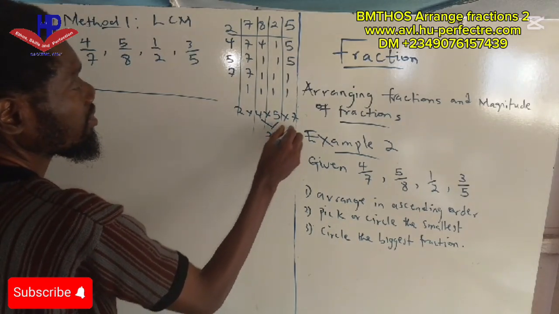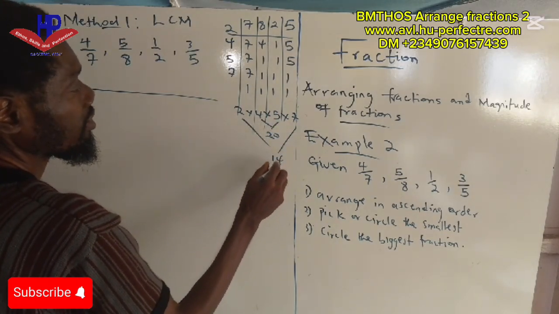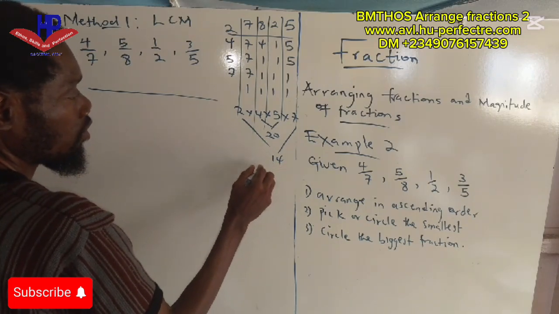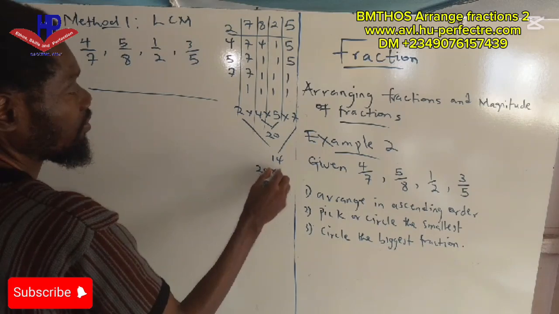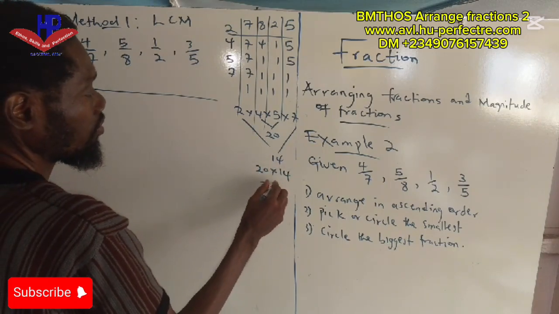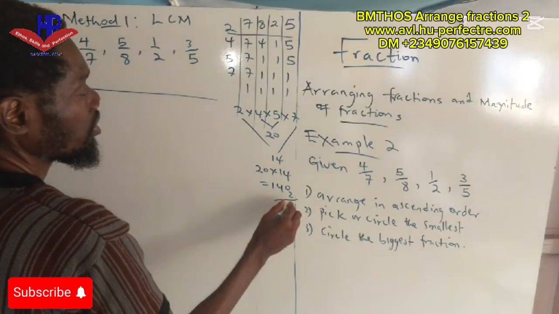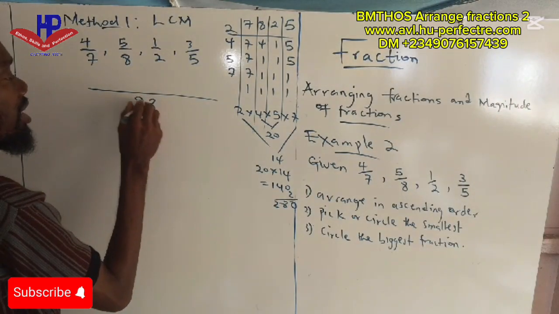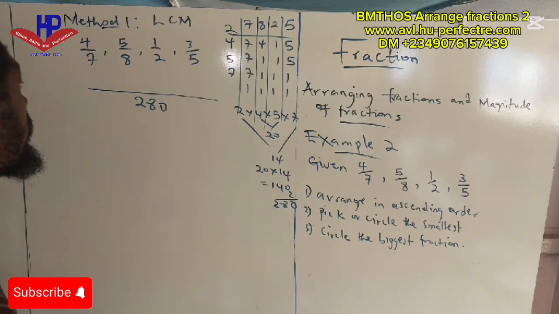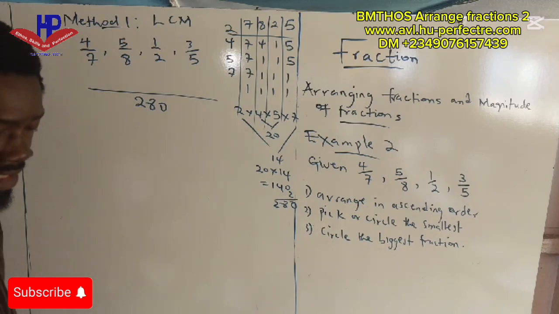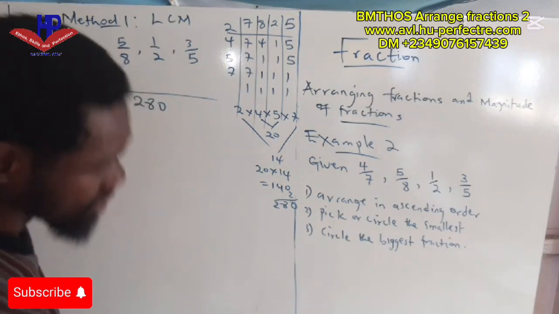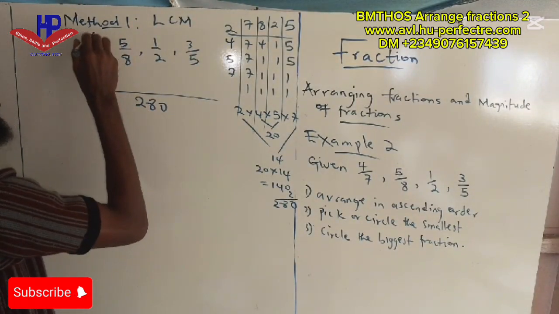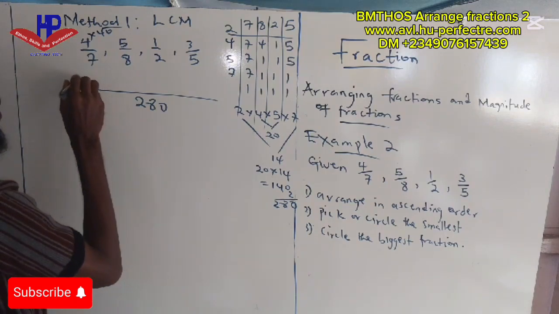This is 20. This is 14. When you multiply them, 20 times 14 will give us 280. So our LCM is 280. If we go with that, 7 in 280 is 40 times. So you multiply by 40. That will give us 160.